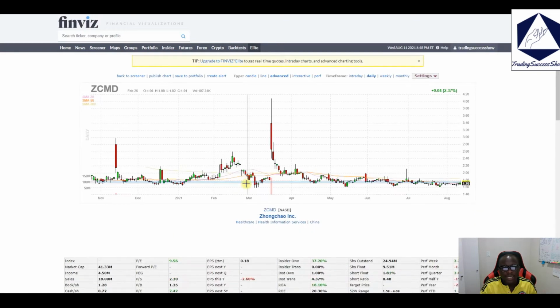Look at ZCMD. Look at how we've been consolidating for quite a while within our support and resistance. So this is the support.